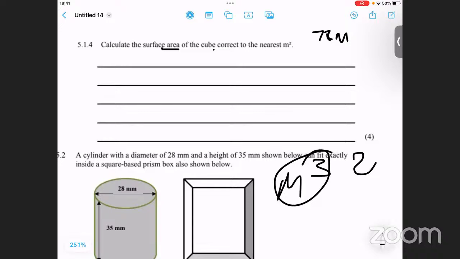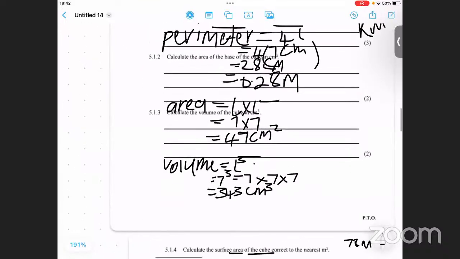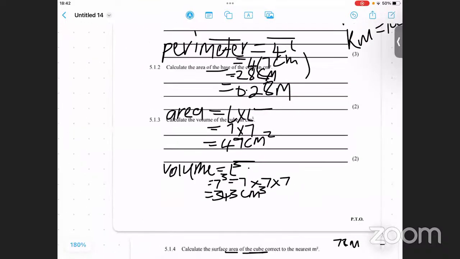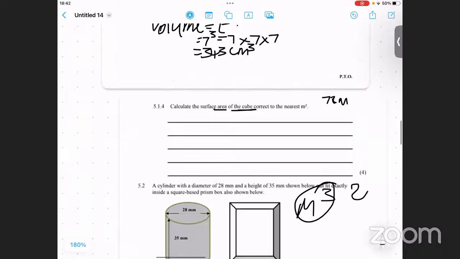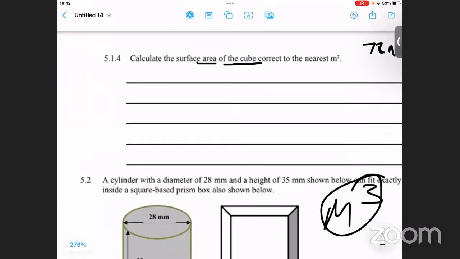Ma'am, is it length times breadth, which is 7 times 7, or 7 squared? For a cube, we are not calculating for the base, all right? We already calculated the base of the cube. Now we are required to calculate the area of the whole thing, which is the surface area of the whole cube.